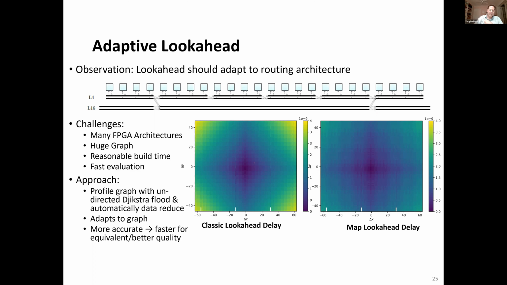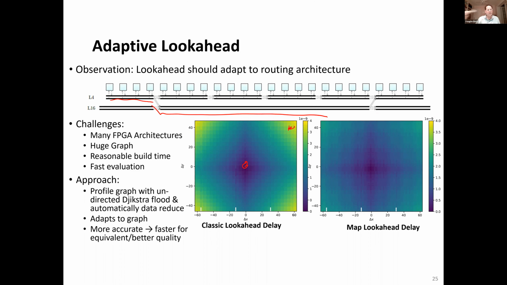VTR would produce a look-ahead delay map. This is just for delay, not for congestion, but it produces another similar map for congestion. It basically says if I'm here on a certain kind of wire and I'm trying to guess how much delay I'm going to take to get, for example, here, that would be about 4 nanoseconds. And that's actually not that accurate for this architecture because you have multiple options. You can actually hop from the short wires onto these longer wires.